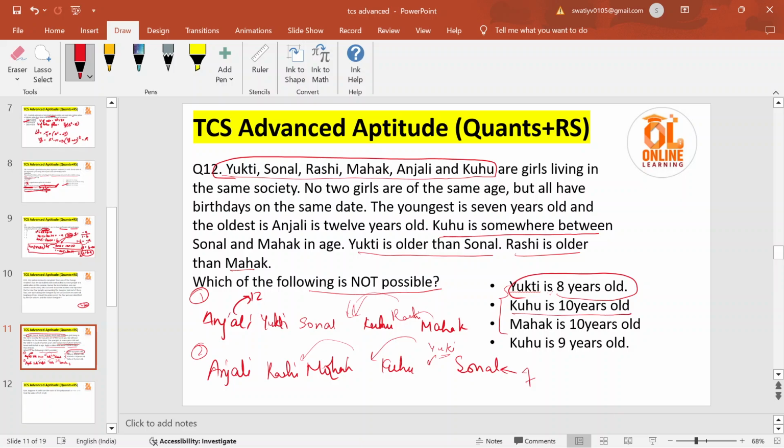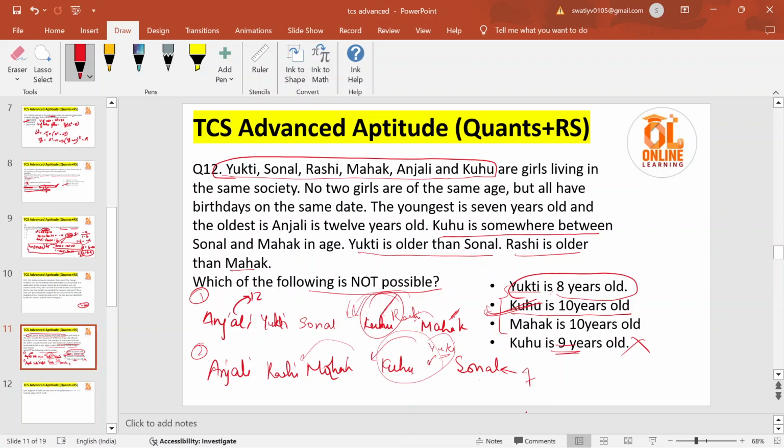Now what they are saying, Kuhu is 10 years old. If we take this condition of case 2, Sonal is 7, Yukti is 8, Kuhu is 9. If we take this condition of case number 1, Mehak is 7, Rashi is 8 and Kuhu is 9. In all of these cases, we got that Kuhu will be 9 years only. That means this is not possible, that Kuhu can be 10 years old. So this option itself will get cancelled. See, we don't know whether this question was asked as a multiple choice question or a single choice question.